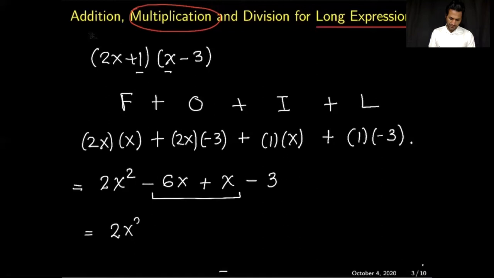There is no other x squared, so the only x squared I have is the 2x squared term. Therefore I will add negative 6, the coefficient of x, and then the second term's coefficient is 1. I will put x outside, and negative 3, which is a constant term, will stay as it is. So this will give me 2x squared minus 5x minus 3.